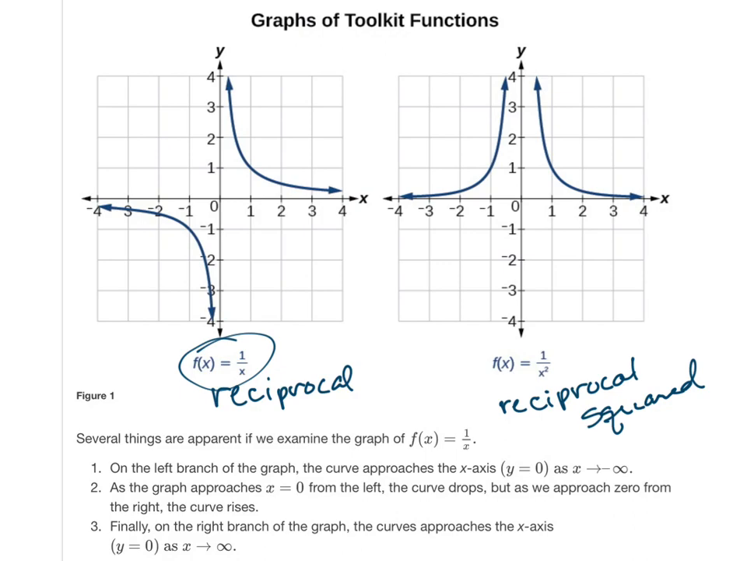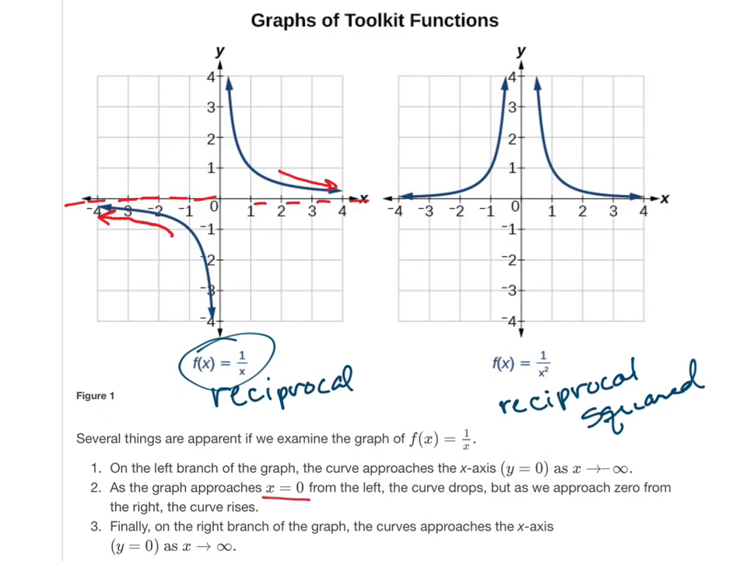On the left branch of the graph, the curve approaches the x-axis as x approaches negative infinity. What that means is as x goes to negative infinity, I'm talking about this branch right here. As x goes to the left, the y value approaches the x-axis. Can you tell that? It approaches the line y equals 0. As x goes to the right, same thing. The function approaches the x-axis, y equals 0. Cool beans?